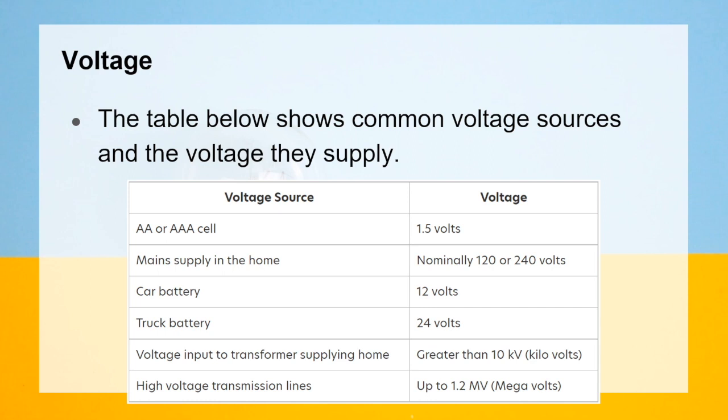This table shows you the common voltage sources and how much voltage they supply. For example, batteries usually provide 1.5 volts, and the main socket in Singapore provides 240 volts. In some countries, the mains sockets only provide 120 volts. So if you bring certain electrical appliances over to other countries, you may realize that the electrical appliance won't even switch on as they are designed to work on 240 volts.